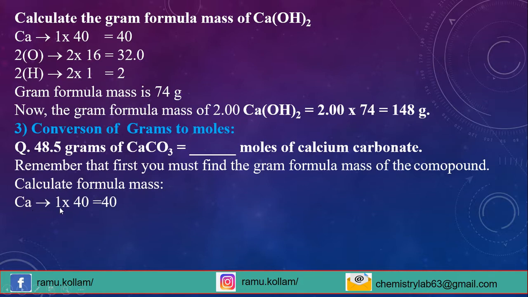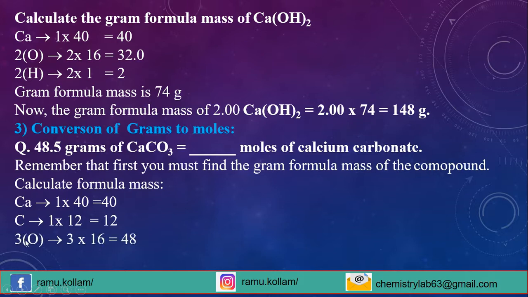Calcium, one atom is there, so 1 into 40, the weight of calcium, so that is 40. Similarly, carbon, one atom is there, so 1 into 12 is equal to 12. 12 is the atomic weight of carbon.